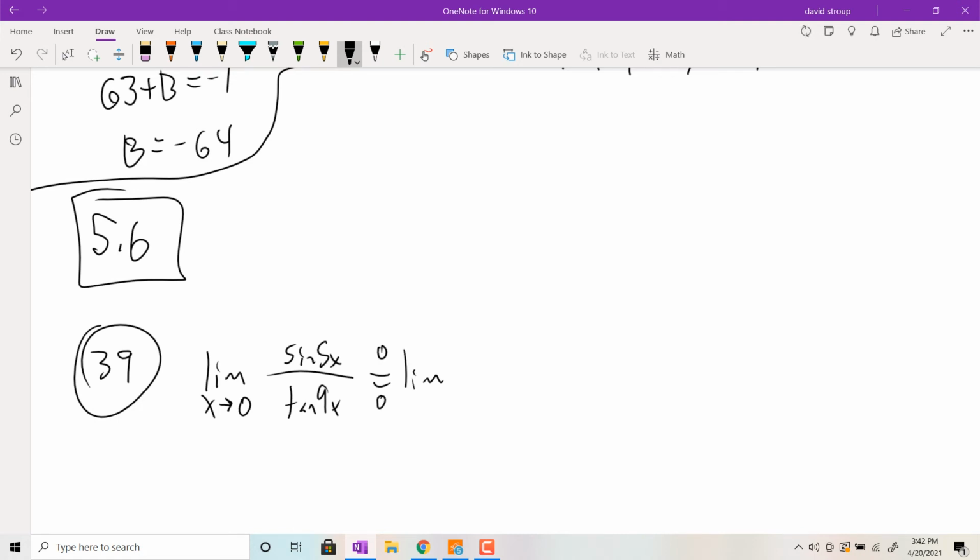Okay, so here I can use L'Hopital's. Take the derivative of the top, and you're going to get cosine of 5x times, via the chain rule, 5. Downstairs, you get secant squared of 9x times 9. Cosine of 5 times 0 is cosine of 0, which is just 1, so I'll have 5 times 1, all over secant squared, which is basically just a cosine as well. It's 1 over cosine, right? So secant squared of 0 is 1 over 1 squared, which is 1, and that will be times 9. So you basically just get 5 over 9 as your answer.